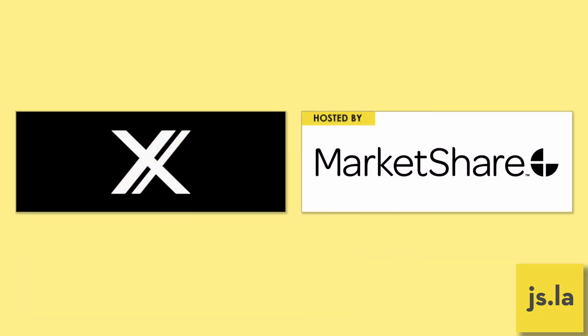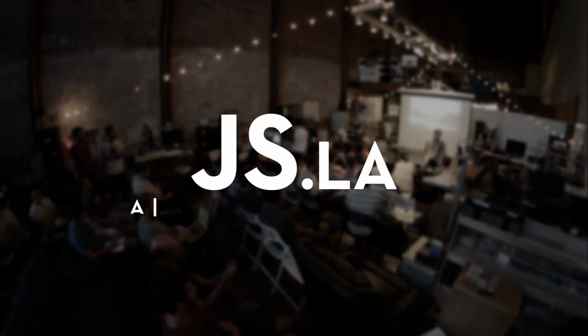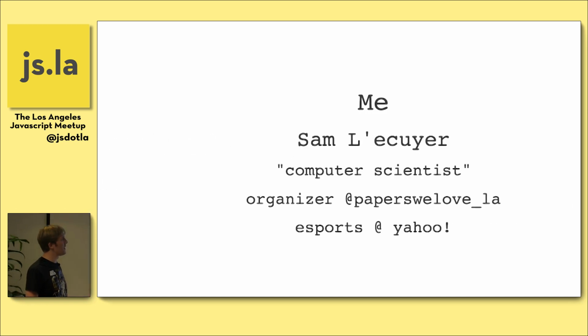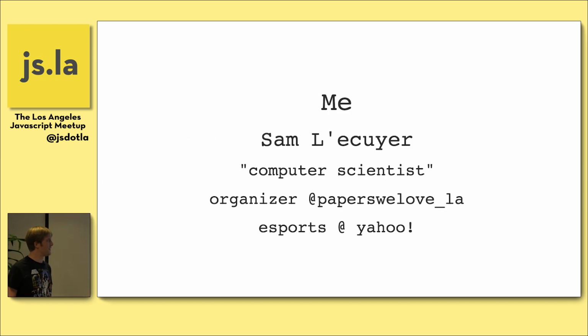The name of this talk is Code Without Keywords. I think this is my third presentation at JS.LA. A little bit about myself. My name's Sam. Let's call me a computer scientist, because that makes me sound way smarter than I am. I organize another meetup called Papers We Love that meets the night before JS.LA. We talk about computer science papers, and I do front-end esports stuff at Yahoo.